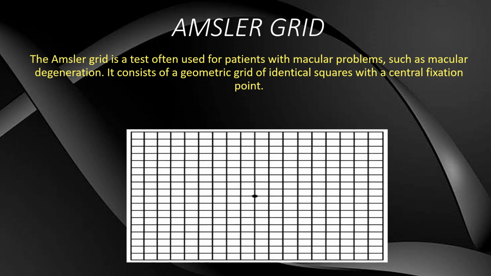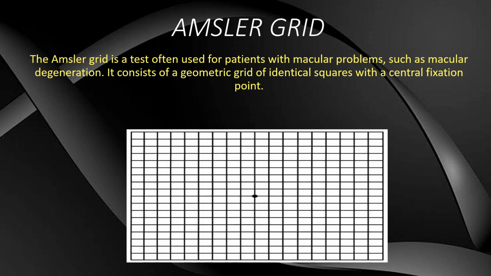Now coming to your Amsler grid. The Amsler grid is a test often used for patients with macular problems such as macular degeneration. It consists of a geometric grid of identical squares with a central fixation point. As you can see in the picture, there is a black point. The grid should be viewed by the patient wearing normal reading glasses. Each eye is tested separately.